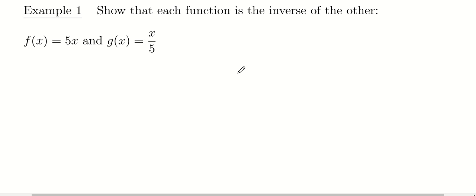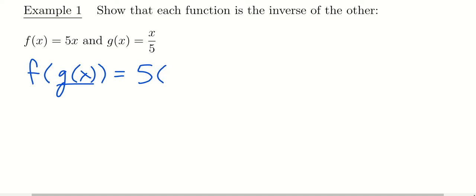For example, in example 1, let's show that the functions f of x, which is 5 times x, and g of x, which is x divided by 5, are inverses of each other. For this particular question, what we need to do is check the two different compositions. Let's first look at f composed with g of x. The inner function is g, the outer function is f. F of x says to take 5 times your input. This time we're using g of x as the input, so I'm going to plug in x divided by 5. The multiplication by 5 and the division by 5 cancel, and so that does give us x.